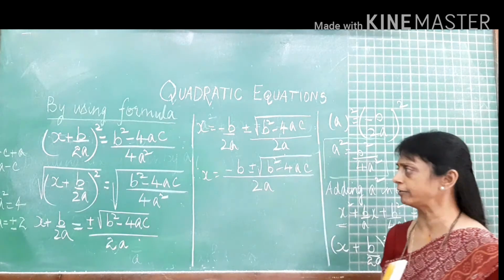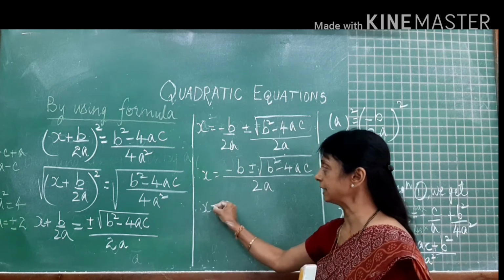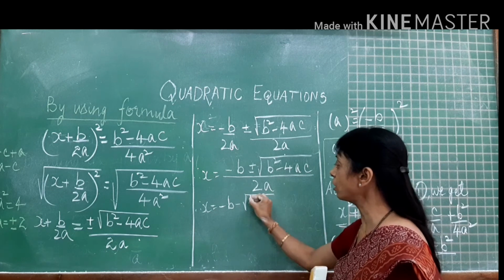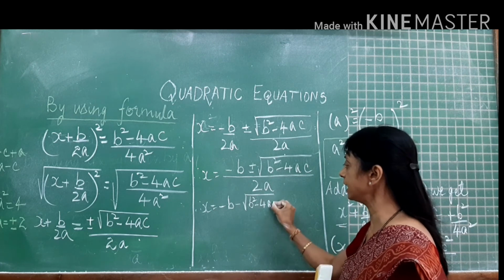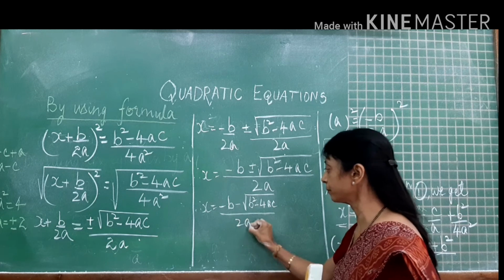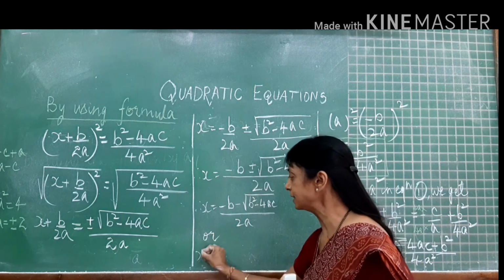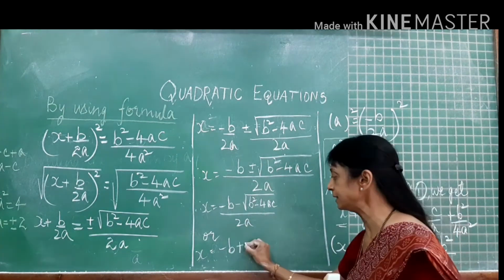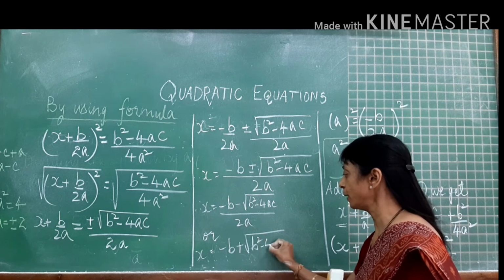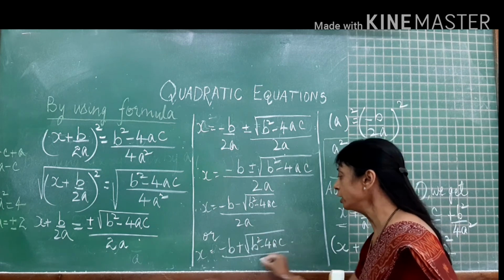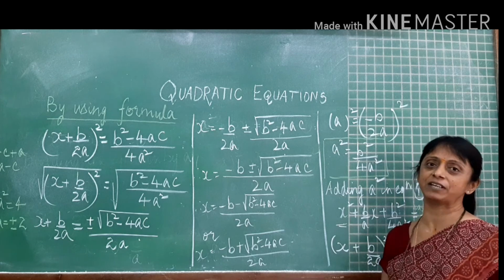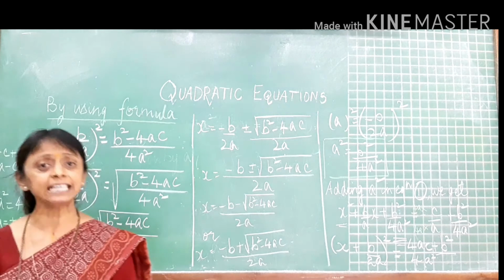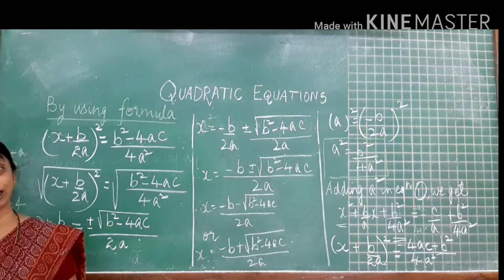So let's separate out and write the formulas. Therefore, x is equal to minus b minus square root of b square minus 4ac upon 2a, or x is equal to minus b, already minus I have written, so the other one with the plus sign, root of b square minus 4ac upon 2a. So yes children, finally we have done. What did we do? We derived the formula of finding the roots of a quadratic equation.